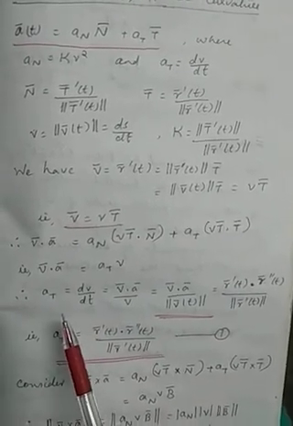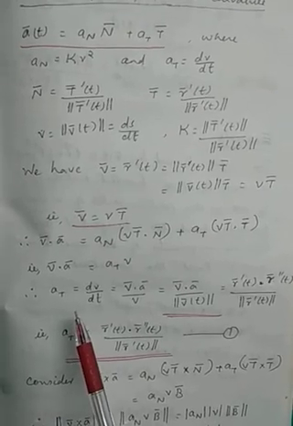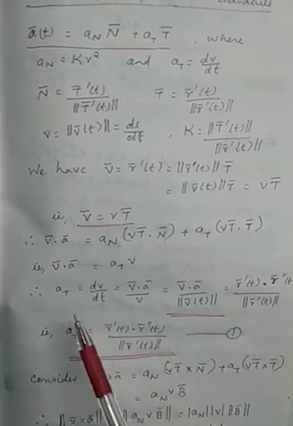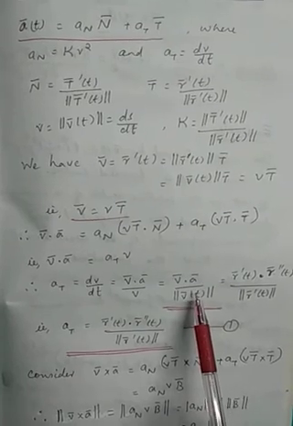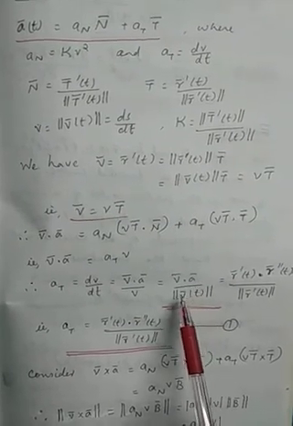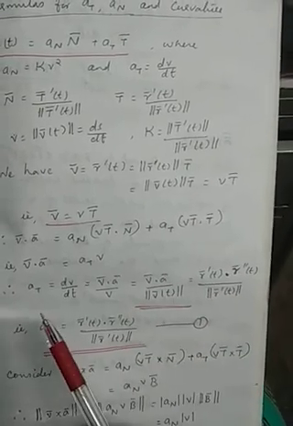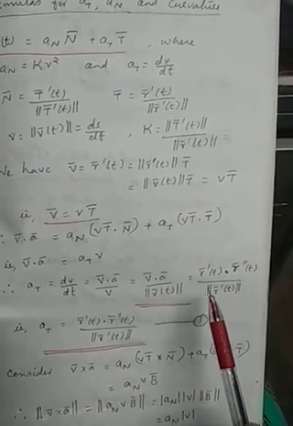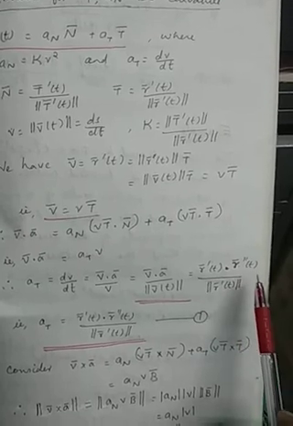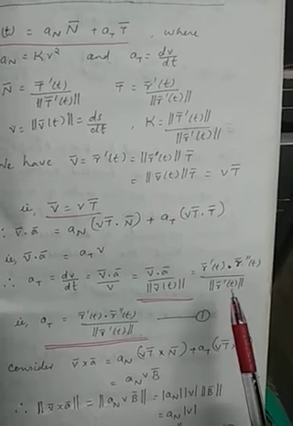So the working formula for the tangential component of acceleration is given by, either you can use this, that is AT is equal to v dot A divided by norm of v, or we can use AT is equal to r dash of t dot r double dash of t divided by norm of r dash of t.